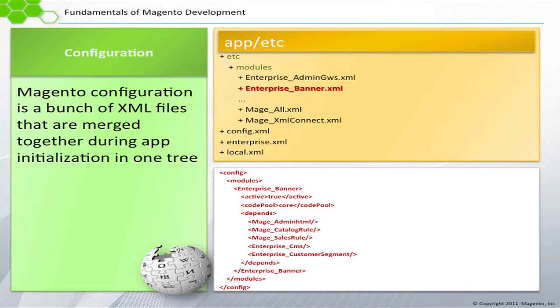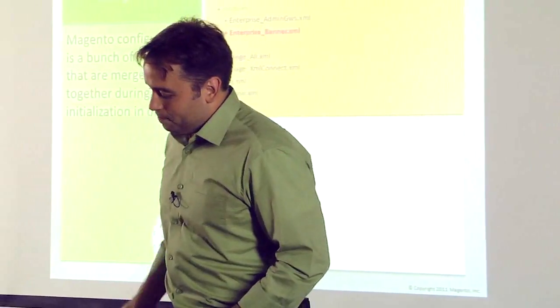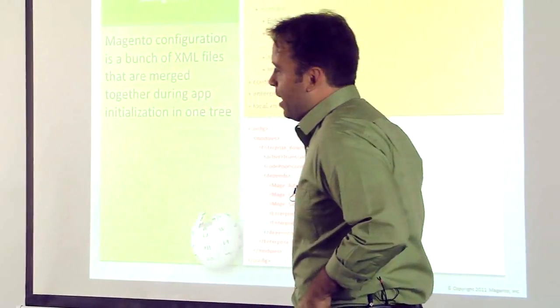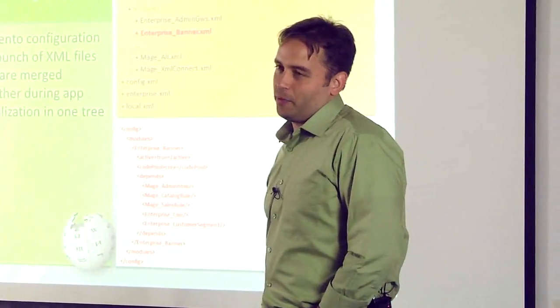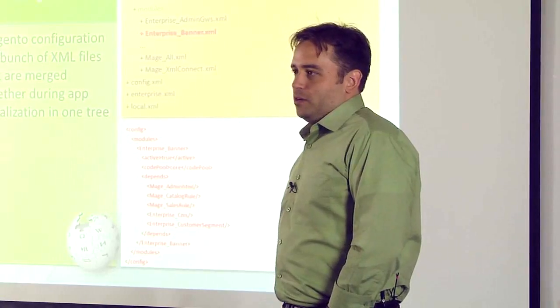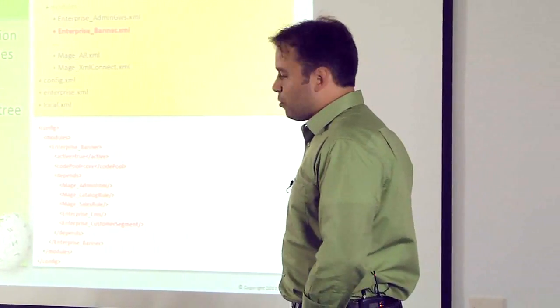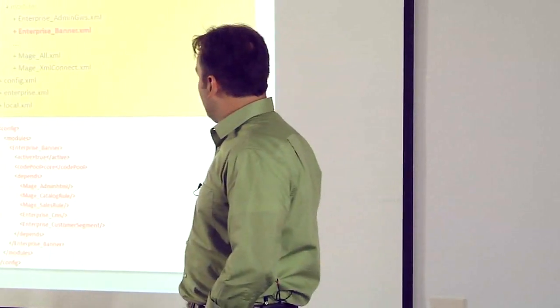So, Magento configuration is a bunch of XML files that are merged together during app initialization in one tree. That's a true statement. When the application is initialized, if we're not operating off of some cached compiled configuration, then several things happen in Magento.